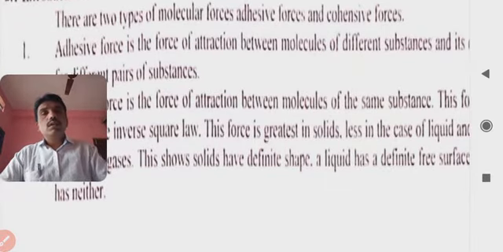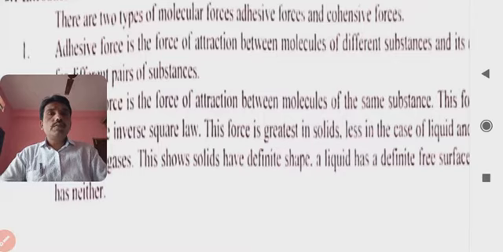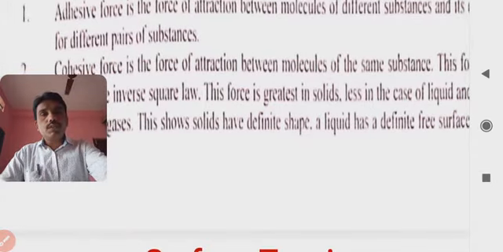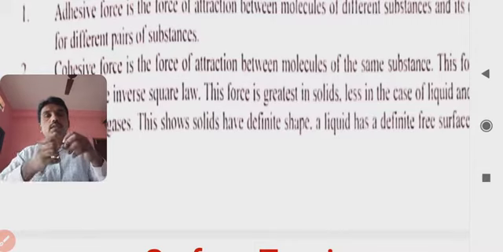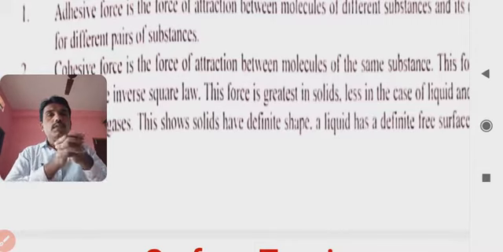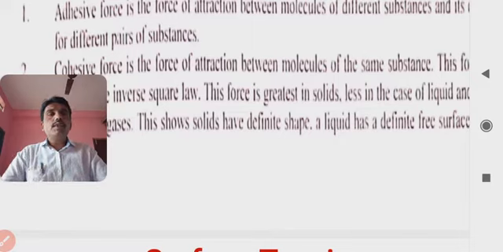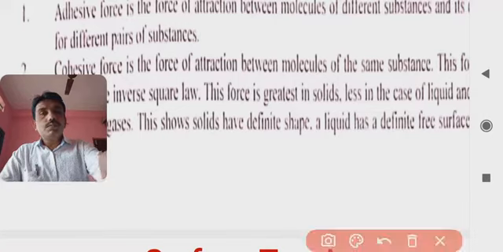Adhesive forces are the forces of attraction between the molecules of different substances. These two molecules are from different substances, and such forces are called adhesive forces. Cohesive forces are very simple, the opposite of adhesive forces: the forces of attraction between the molecules of the same substance are called cohesive forces. Attraction within the same substance is cohesive, and for different substances the attraction is adhesive.